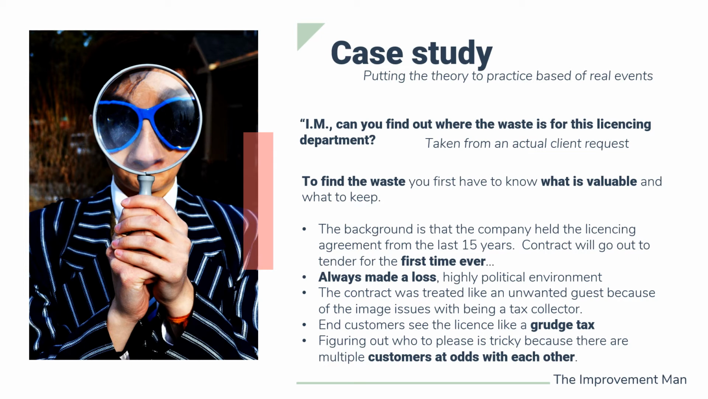So therefore the end customers, who are the public, see the license as almost a grudge tax which they'd rather not pay. And therefore figuring out who the customer is and then what is the value becomes kind of tricky, because you've got multiple customers but they are in direct conflict with each other. The government wants the taxpayers' money, the taxpayers don't really want to pay, and the services they consume are funded from the licenses.